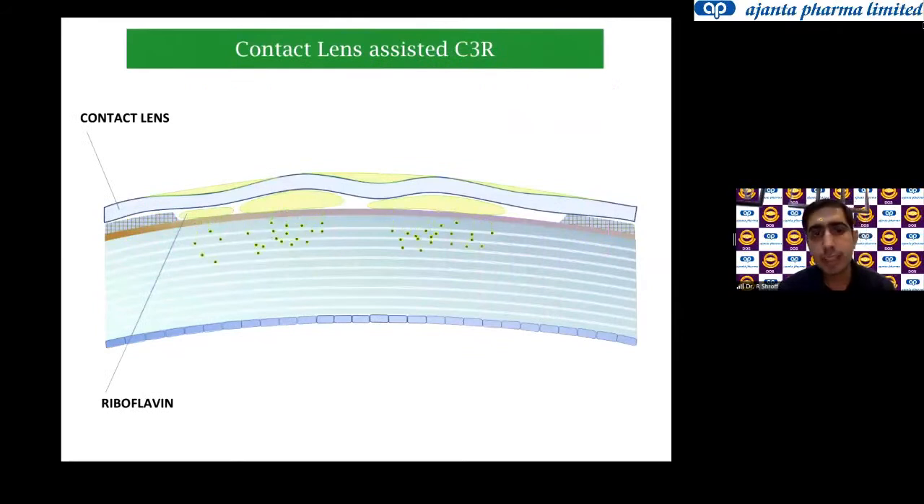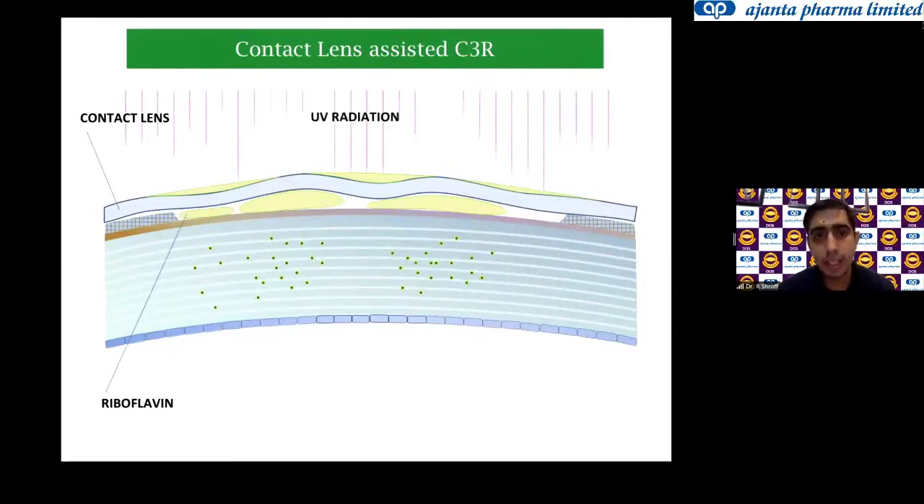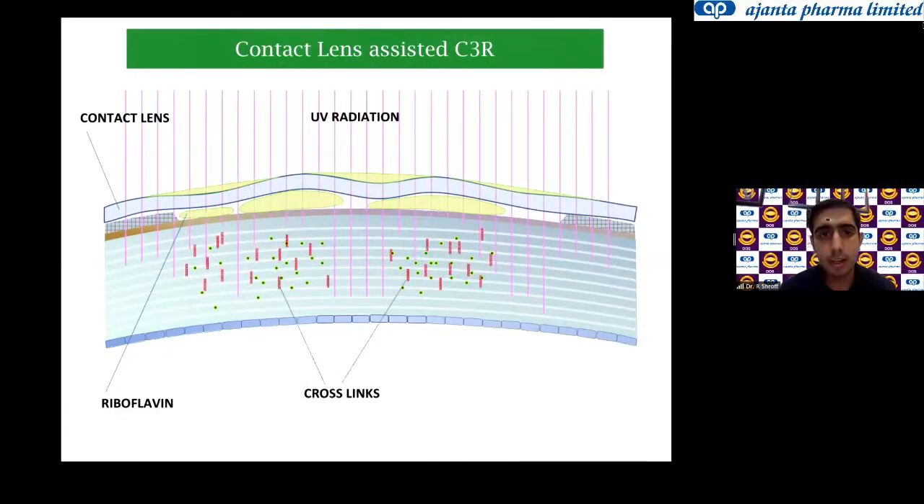The next one that came into vogue was actually the contact lens assisted cross-linking. As we can see in this animation, the contact lens is placed after removing the epithelium and doing the debridement. It was described by Dr. Susan Jacob et al.